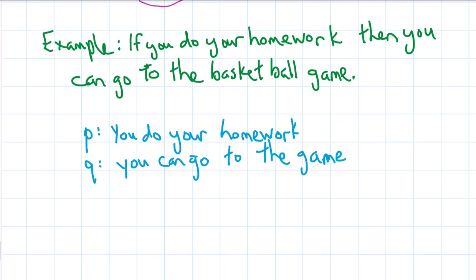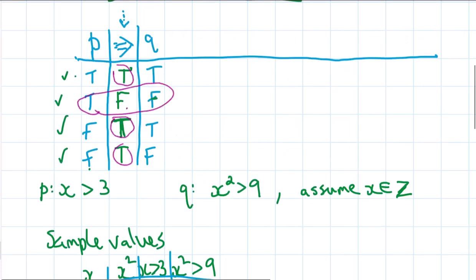Okay, so perhaps you might have started with P and Q, and you do your homework is proposition P, and Q you can go to the game. And let's see how that works as a table. So the first one is you do your homework, you get to go to the game, and that's consistent, so that's true. You do your homework and you're not allowed to go to the game. Wow, that's betrayal, so that gives a false. Alright, it's inconsistent.